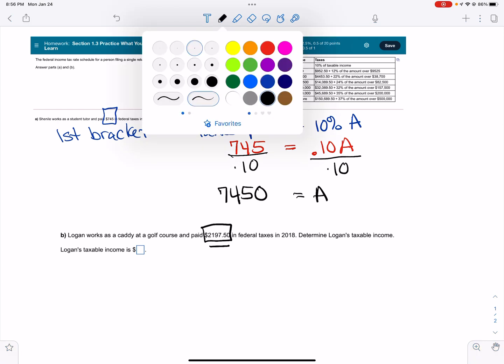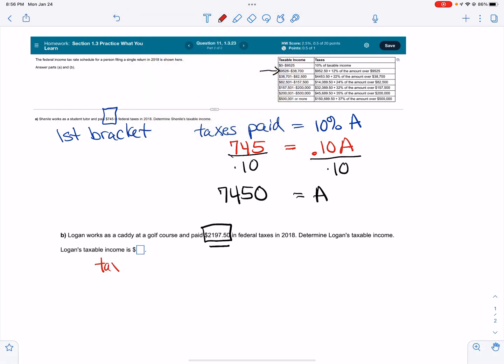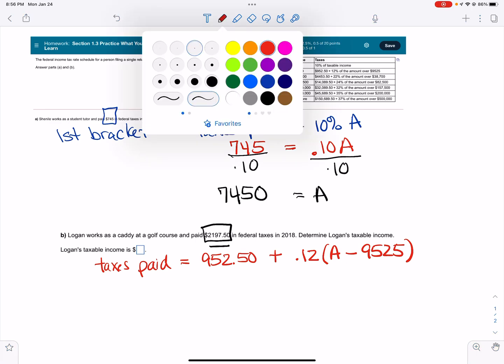So that means I'm going to write taxes paid, and I'm going to write the formula equals $952.50 plus, I'm going to change 12% to a decimal without the percent sign. And then I'm going to write my taxable income, which I called A, minus $9,525, okay? So now I'm going to solve it.